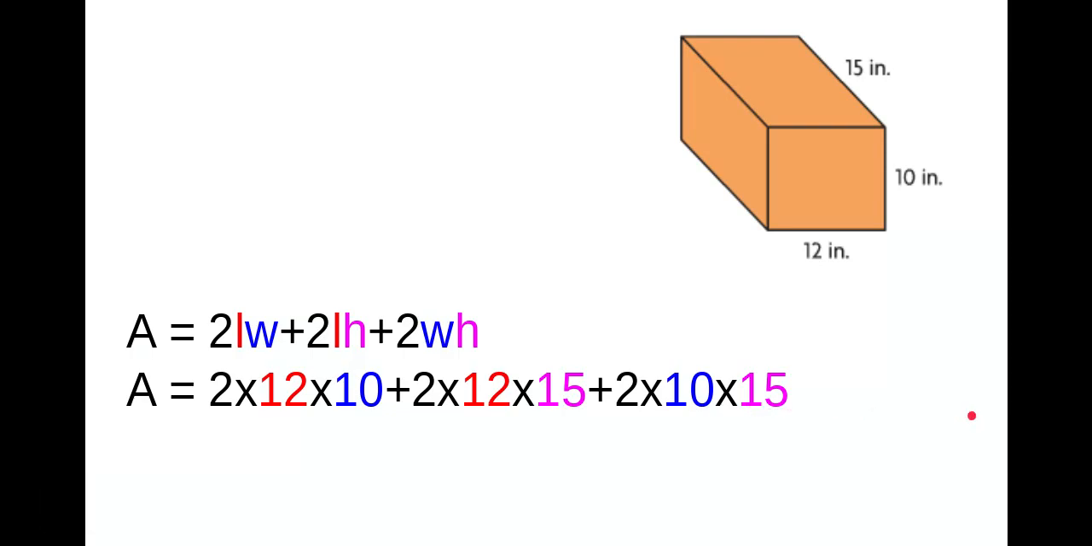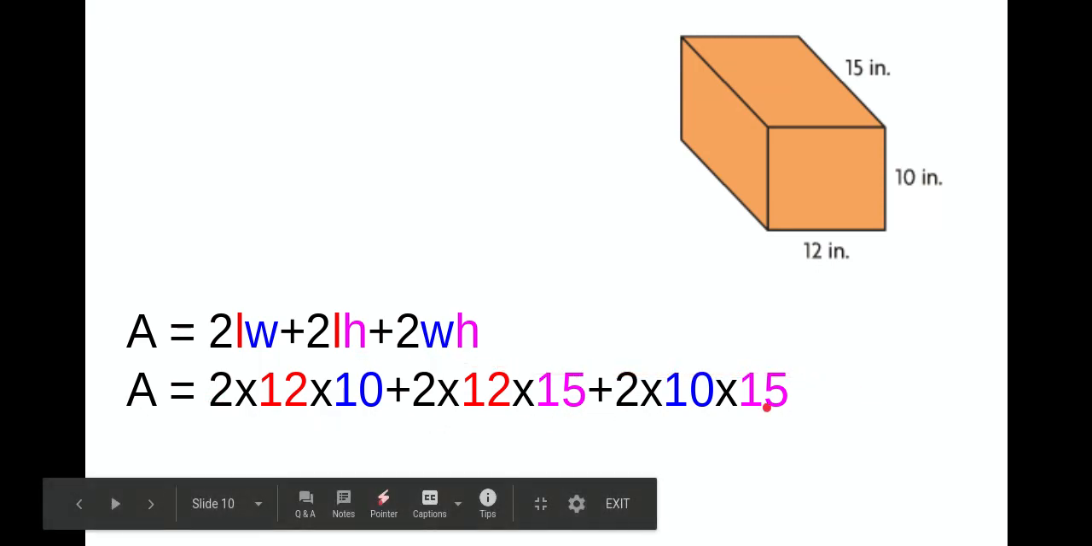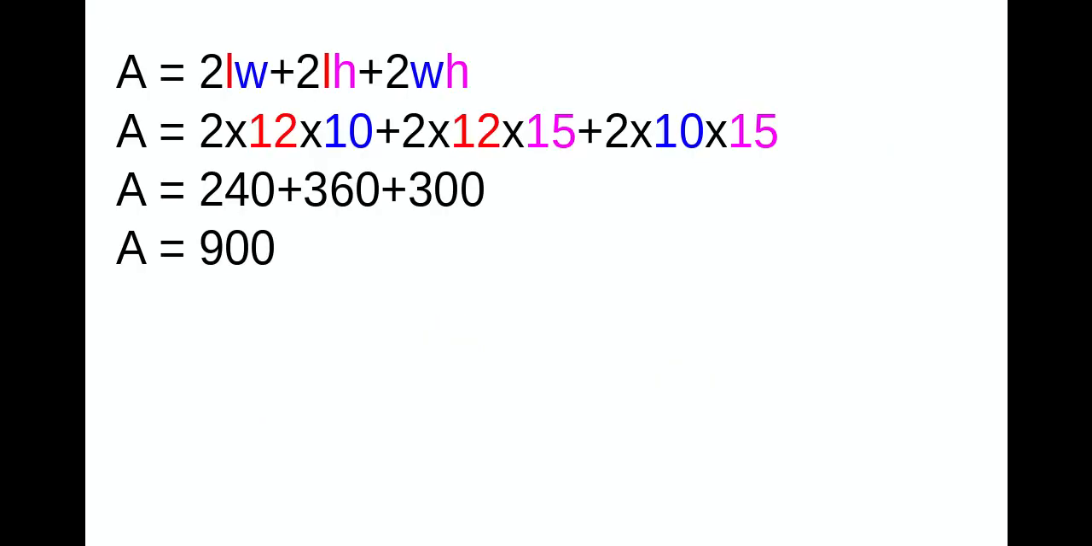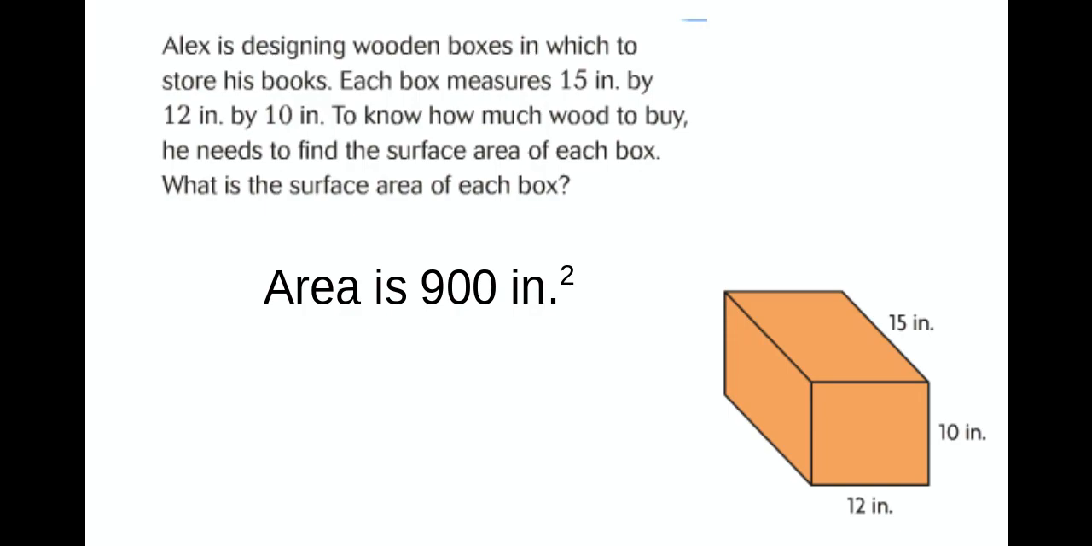Now, you can type this all into your calculator and get an answer because most calculators should do the order of operations, but don't risk it. So we're going to do 2 times 12 times 10 gives you 240, 2 times 12 times 15 gives you 360, and 2 times 10 times 15 gives you 300. Then we just need to take 240, 360, and 300 and get the sum, which is 900. And either way you look at it, your answer is 900 inches squared. And this is for the surface area of a rectangular prism.